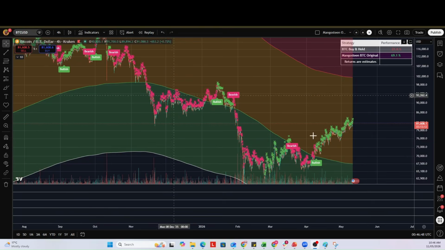Bitcoin has been doing really, really well. We've had our bullish flag, which we entered at around the 72K mark, and we're now trending into the 81, 82K zone, which is great. Everything is looking great. And Mangosteen Original has now performed at around a 69% return for the last 12 months, compared with around a negative 21% return for a buy and hold Bitcoin strategy, right?